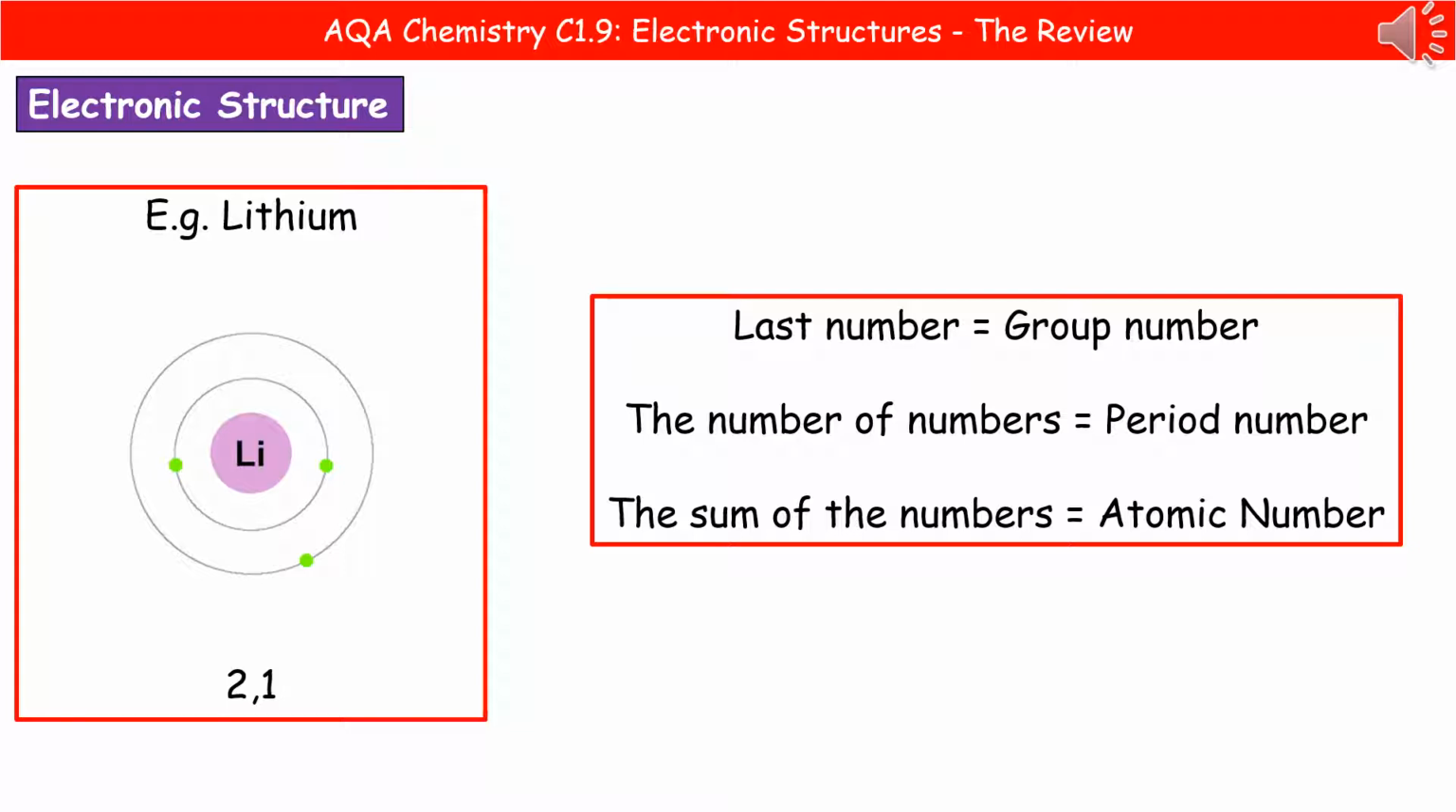In this case it's a 1, so lithium is in group 1. The period number we get from counting how many numbers there are. In this case we've got a 2 and a 1, so 2 numbers, which tells us it's in period 2. And then if we add them together, the sum of those numbers tells us the atomic number, so the number of electrons.